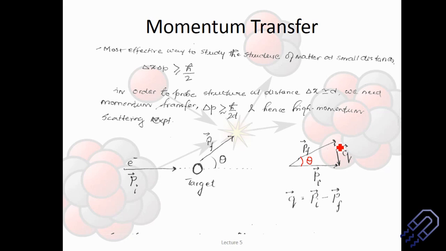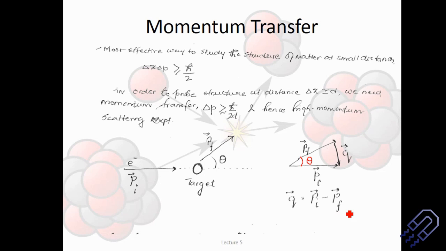If you join these two vectors, the difference between these two vectors is going to give you the change. Of course, we understand that the momentum is transferred to the target. So the initial momentum would be more, and the final momentum would be less. That means the momentum transfer is nothing but Pi minus Pf. So this is the momentum transfer expression.